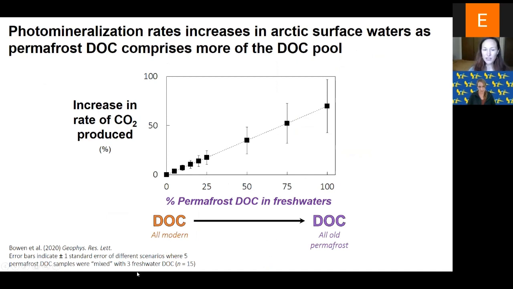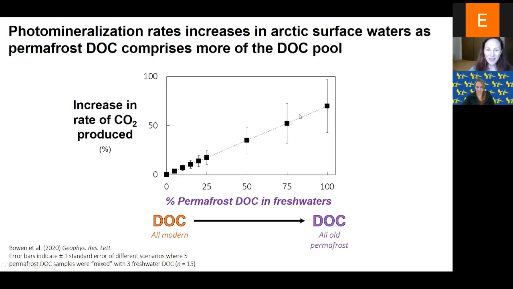And we did this for a range of scenarios, different streams and lakes that we studied, mixed in with the different permafrost DOC that we studied. And on average, there's an increase in the rate of CO2 produced, and that's due to that higher magnitude of the AQY as well as the shape of that AQY spectrum. So as the DOC in the water column is comprised more of permafrost DOC, we could get up to about a 75% increase in the rate of CO2 produced.